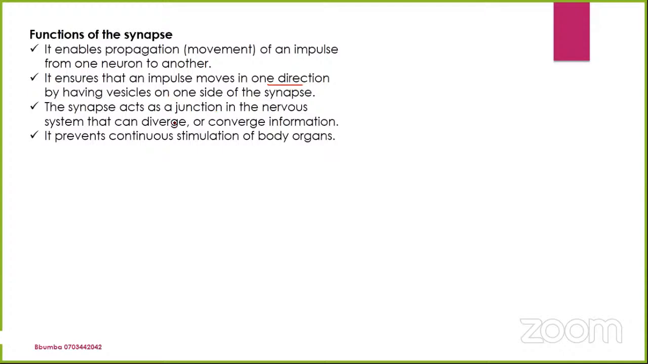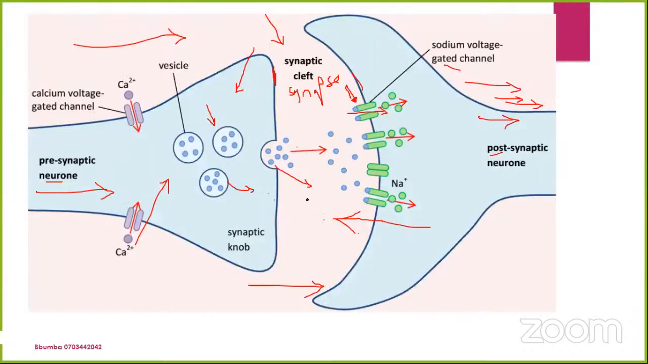Also, the synapse acts as a junction in the nervous system that can diverge or converge information. It also prevents continuous stimulation of the body organs. Yes, because the moment the neurotransmitter is still here, the body, or a given part of the organ, is stimulated. Let me give you an example. But of course, this example, I didn't want to use it.